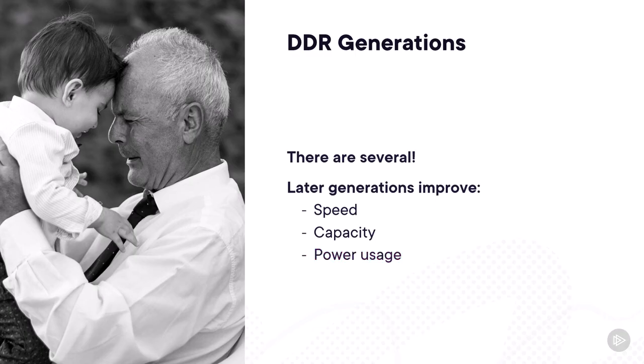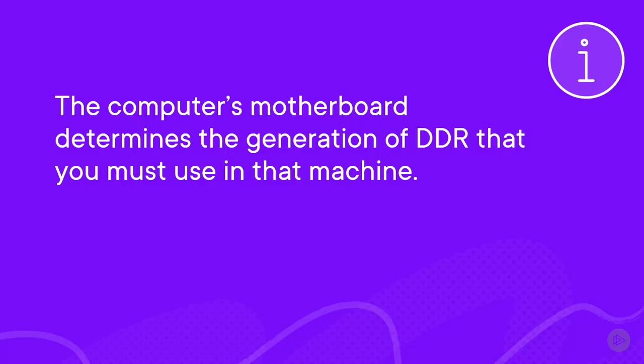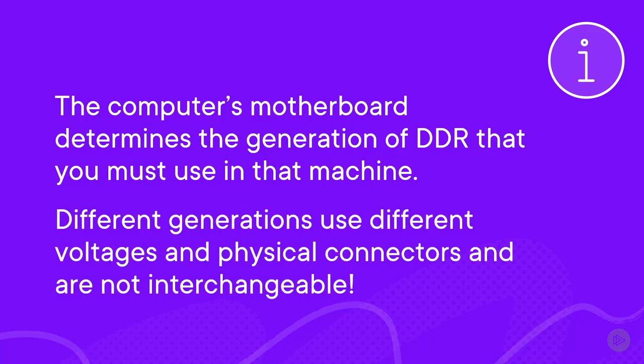Now, if we already have a motherboard to which we'd like to add RAM, we won't have a choice as to which generation of DDR to use. The motherboard will dictate it. And we don't have backwards compatibility either, because different generations of DDR RAM can use different DC voltages and different physical connectors, pins and notches. So in general, DDR RAM modules are not interchangeable between generations.